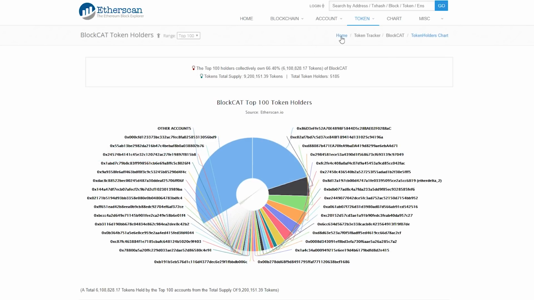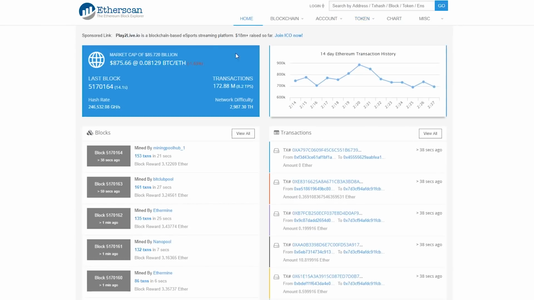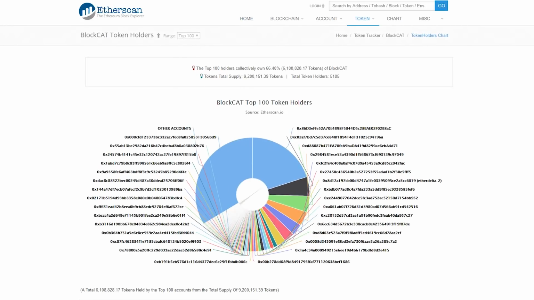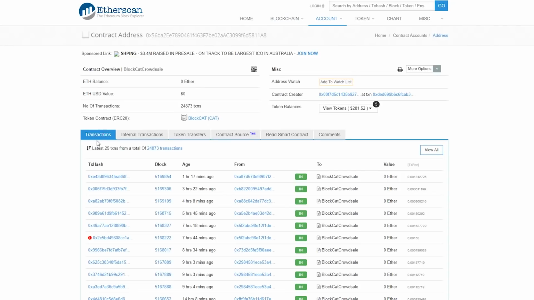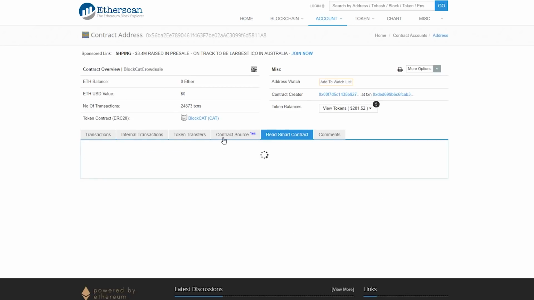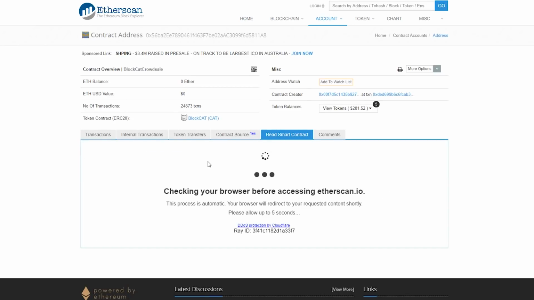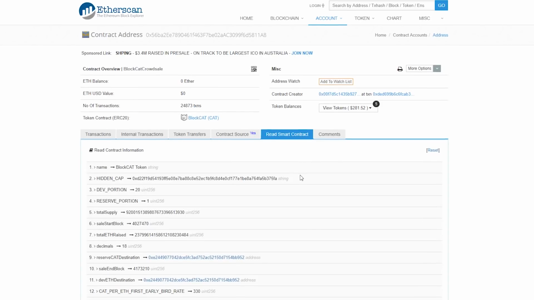Now what you can also do, going back, is you can actually look at the details of the smart contract. So if you are a developer or you are someone that knows how to read code, you can actually read the exact smart contract that was developed for the BlockCat token. So very, very interesting stuff.